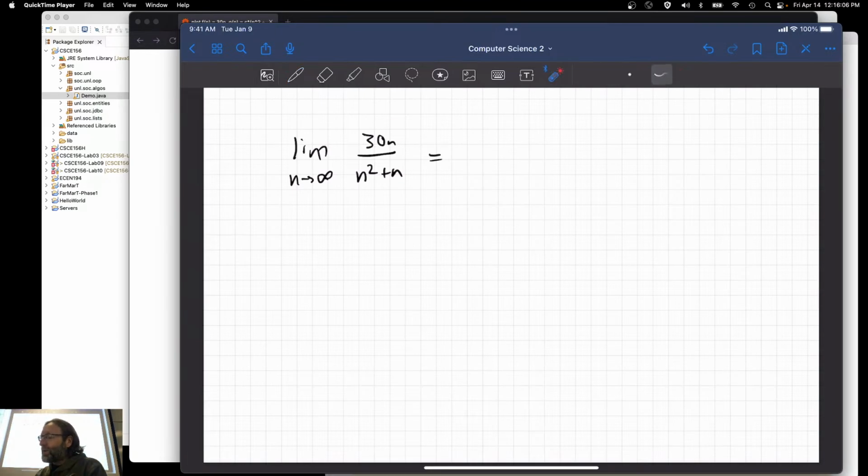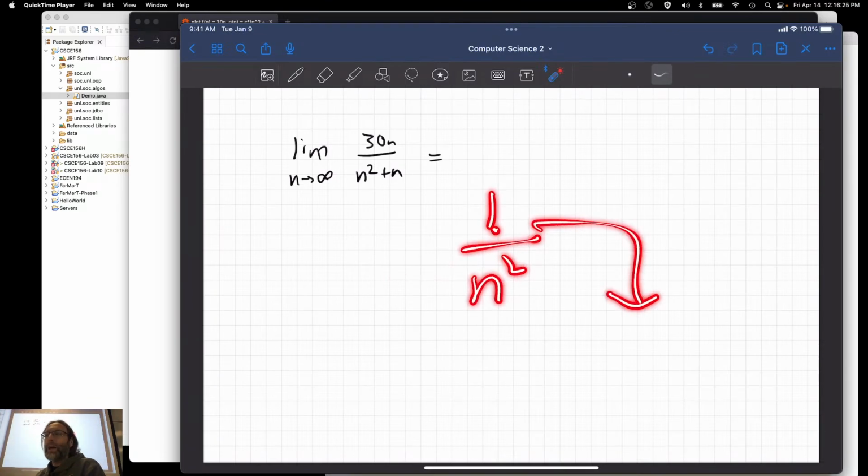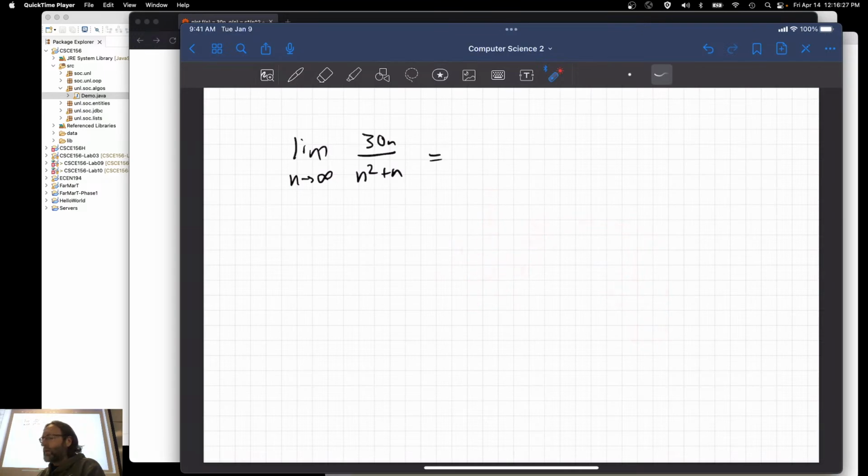I've got a monotone increasing function on top, monotone increasing function on the bottom. I'm not yet in obvious land that I can say, yeah, it's 0. If it was 1 over n, you're in obvious land. 1 over n squared, you're in obvious land. Monotone increasing function on the bottom, constant function on the top, it definitely goes down to 0. But this one's not so obvious.